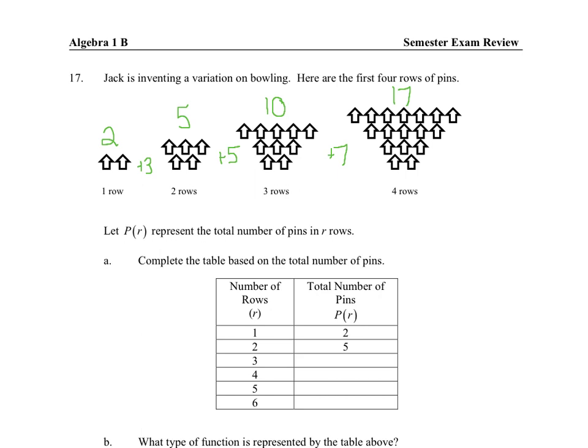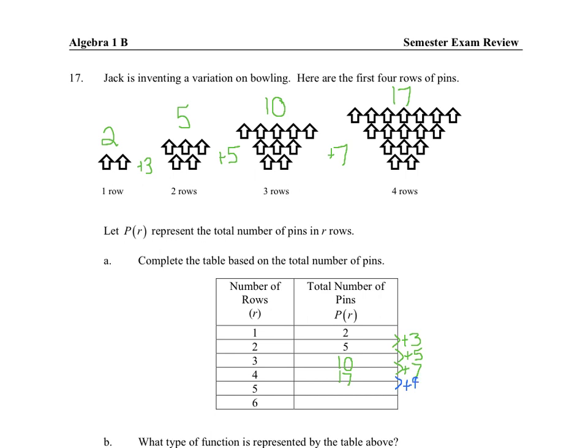Let P of R represent the total number of pins in R rows. Complete the table based on the total number of pins. Well, in 1 row we have 2, 2 rows we have a total of 5, 3 rows we have a total of 10, 4 rows we have a total of 17. We can see that with the pictures. What we also notice is that we're adding 3, and then we're adding 5, and then we're adding 7. So naturally, our next one we'd be adding 9.